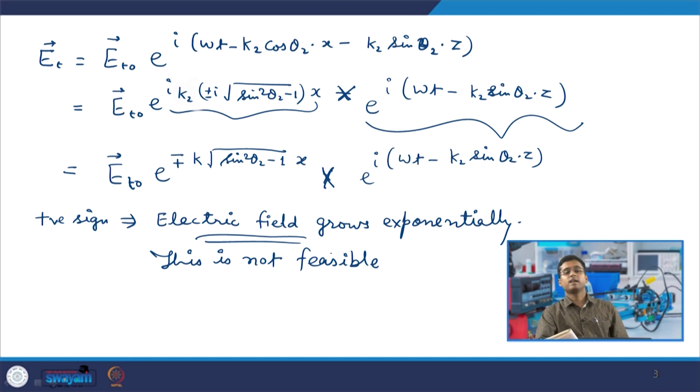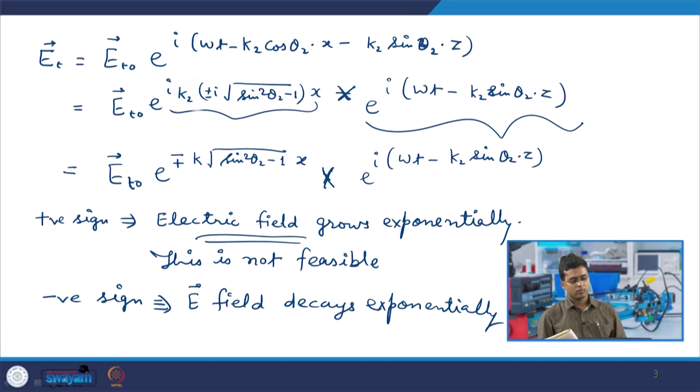Why? Because the electric field you incident, it can happen only in a simple medium, and you don't have a medium where the electric field is growing exponentially like that. So it is not feasible. So what is feasible? The negative sign. This means the E field decays exponentially. So there are two conditions, it can grow or it can decay, but growing is not feasible. So we will not take this into consideration, you take the decaying one into consideration.